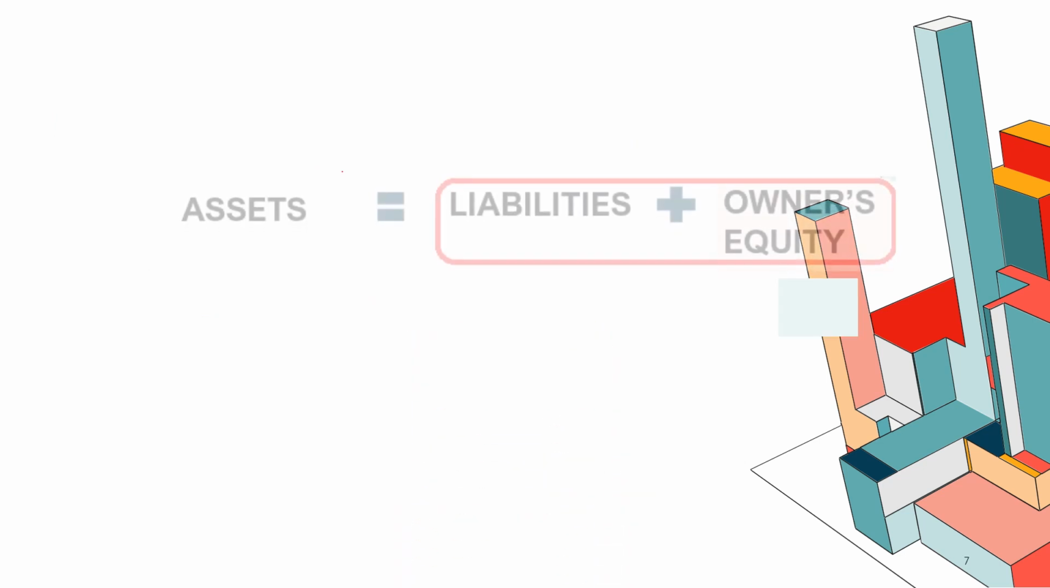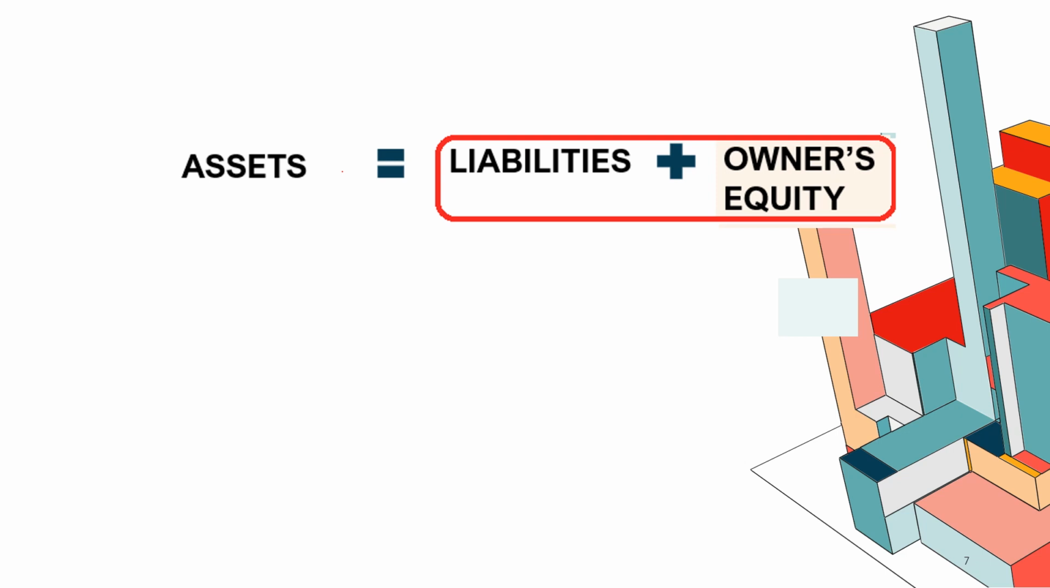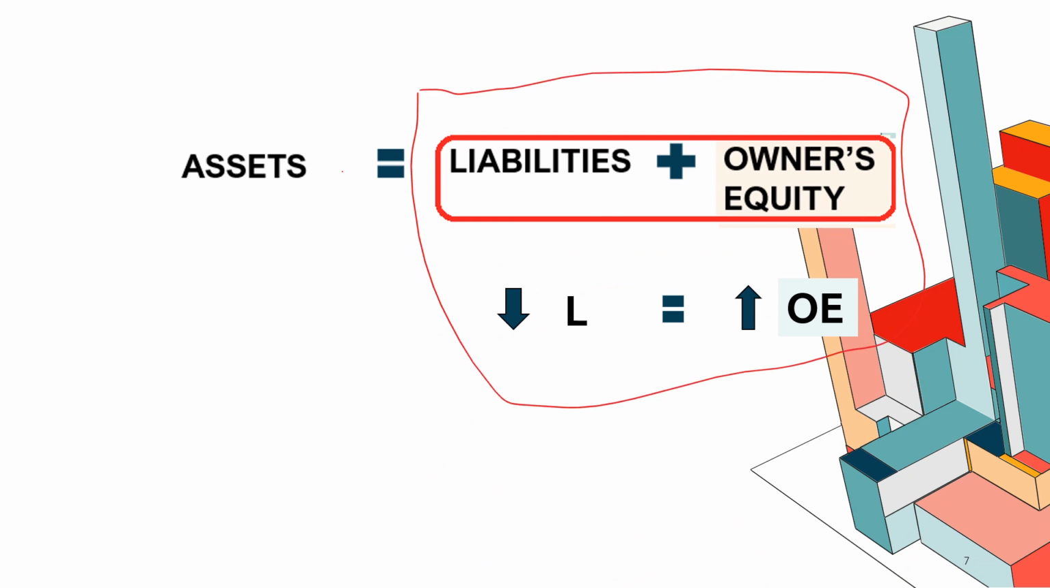How about this equation, which involves the liabilities and owner's equity elements in our accounting equation? A decrease in liabilities equals an increase in owner's equity. So we'll proceed to the next slide, and that is related to the illustration of these 7 equations, which reflect the common accounting transactions.